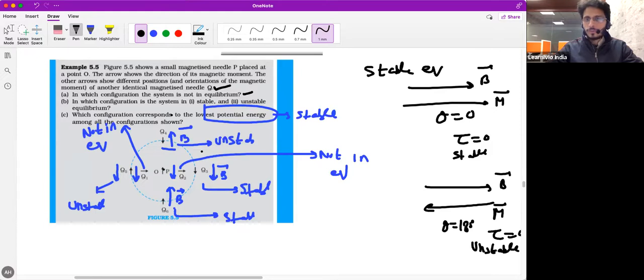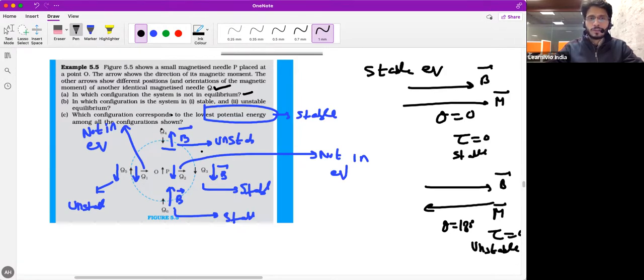Where does this Q lie with respect to P, axial line or equatorial line? Axial line. So on an axial line, what is the direction of magnetic field? Same as that of the magnetic moment of Q4. So at this point, the magnetic field is upwards and the magnetic moment of Q4 is downwards.